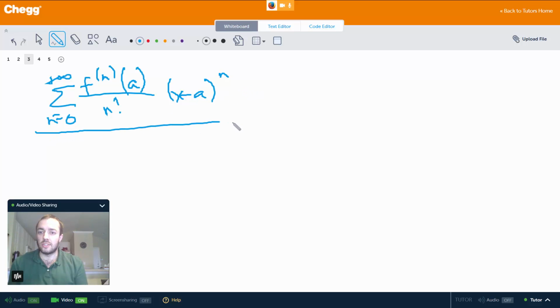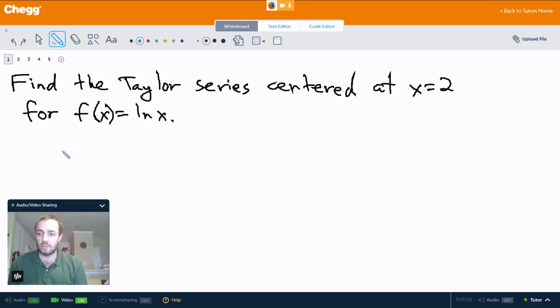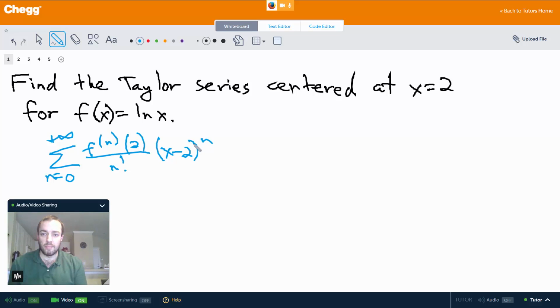So in our case, our f of x is the natural log of x, and our value of a is 2. So what we want is the sum from n equals 0 to positive infinity of the nth derivative evaluated at 2 all over n factorial, and then multiplied by x minus 2 raised to the n. What we want to do is repeatedly evaluate the nth derivative at 2 and see if we can come up with a pattern that's going to simplify this coefficient here. And luckily for the natural log function, such a thing does happen.